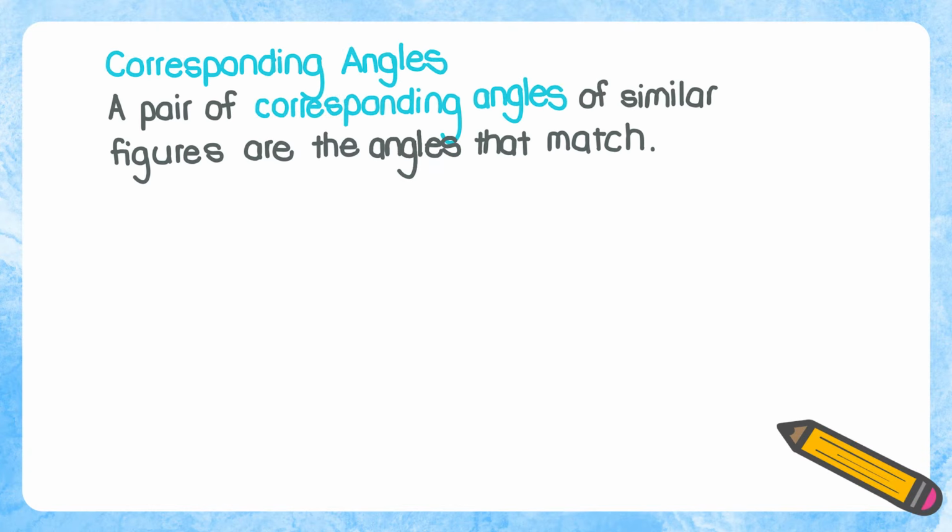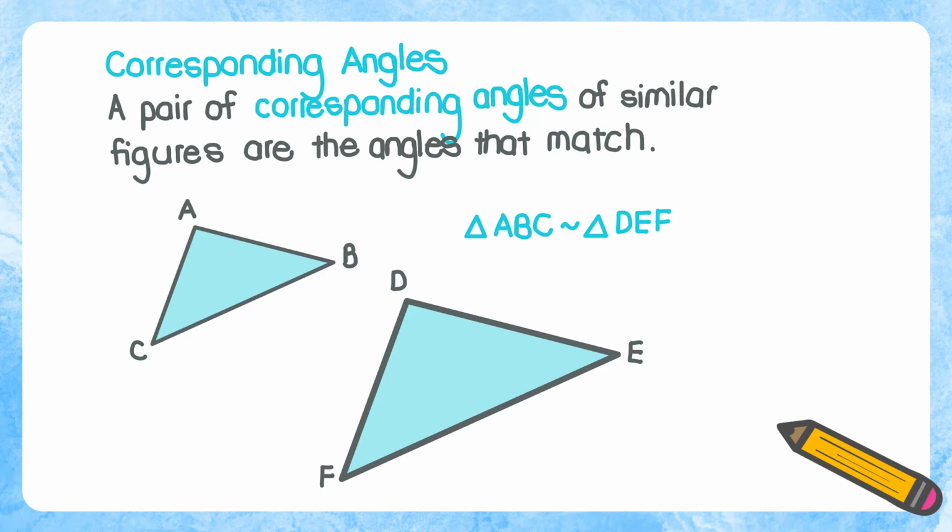Now that we know the definition of similar figures, let's look at how to find corresponding angles of similar figures. So a pair of corresponding angles of similar figures are the angles that match. Here are the same triangles I used earlier. Here, triangle ABC is similar to triangle DEF. Let's look at pairs of corresponding angles.